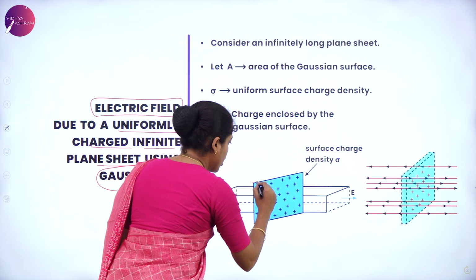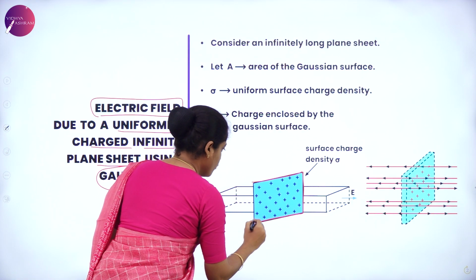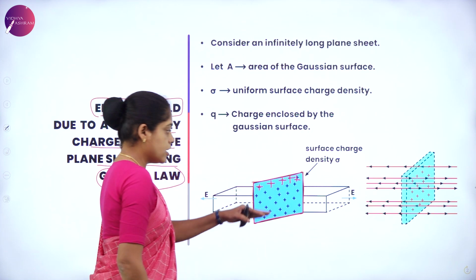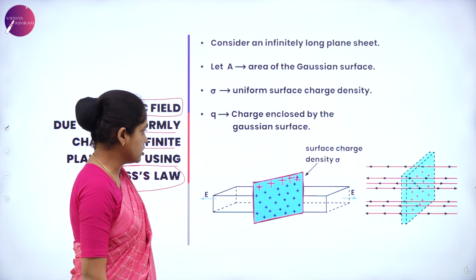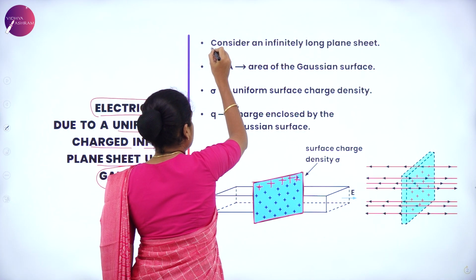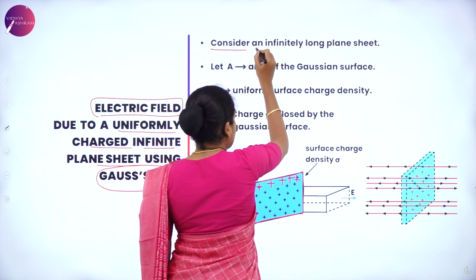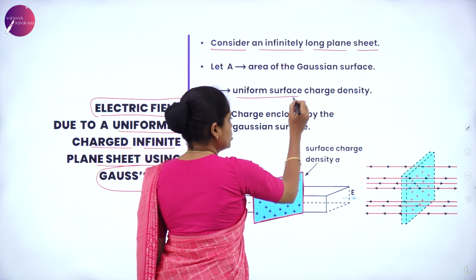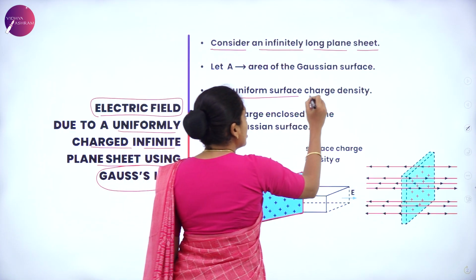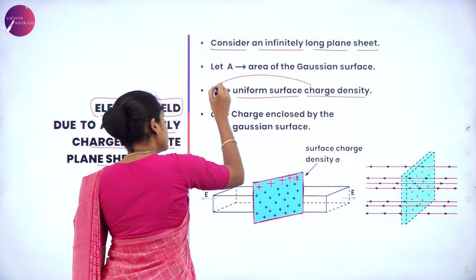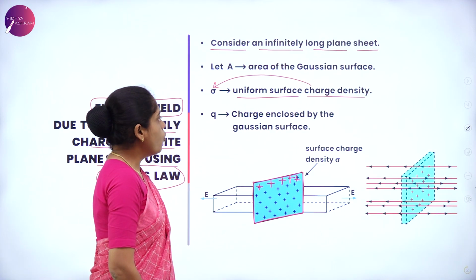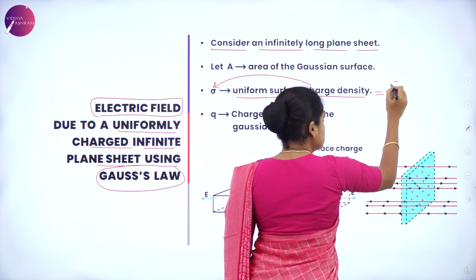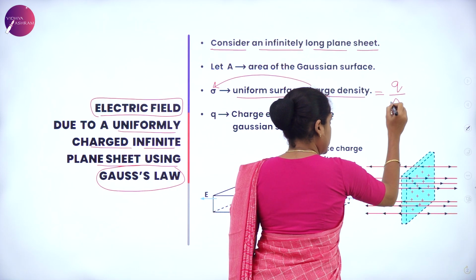In the diagram, you have to draw the plane sheet, which is positively charged. This represents that the plane sheet is uniformly charged. Then write the explanation below the diagram: consider an infinitely long plane sheet which is uniformly charged, having surface charge density. The surface charge density symbol is sigma. What is surface charge density? Surface charge density is the charge per unit area.